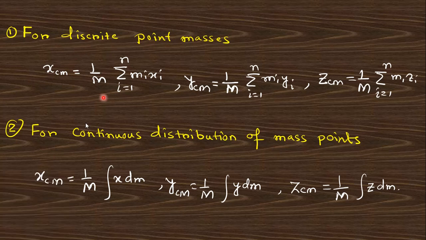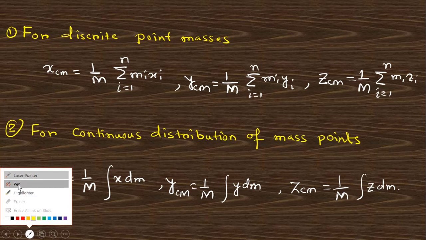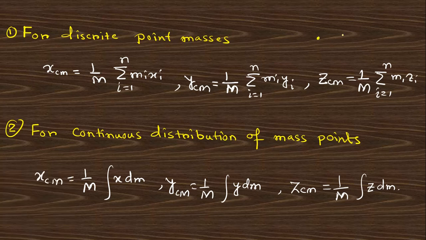This is for discrete point mass. Discrete point mass means the point masses are somewhere here: this is m1, somewhere here m2, m3, and so on, m4. These are not continuous. For continuous, consider a line, or a plate, or a volume, like that. This is the continuous mass.